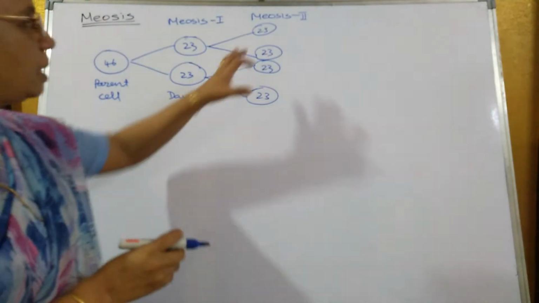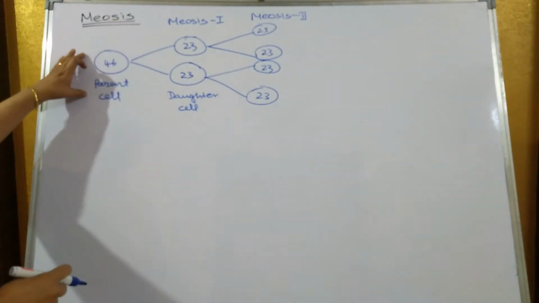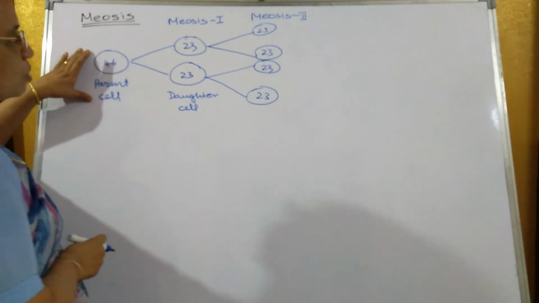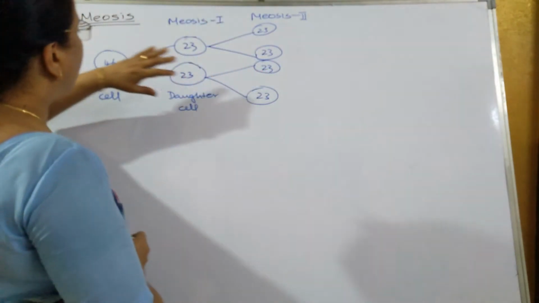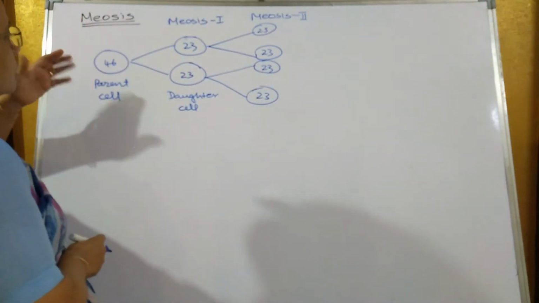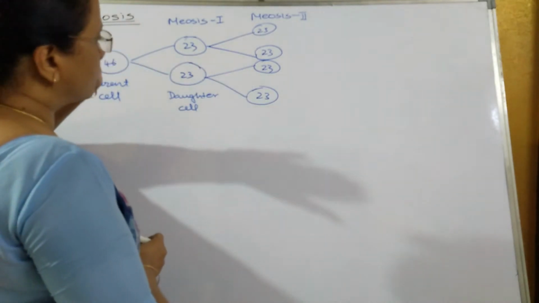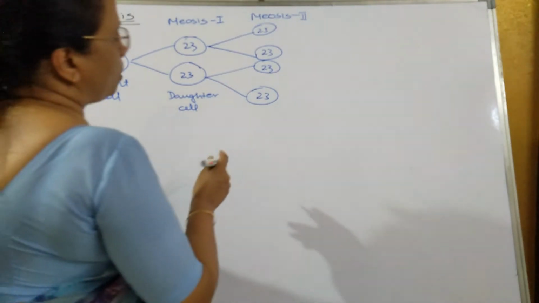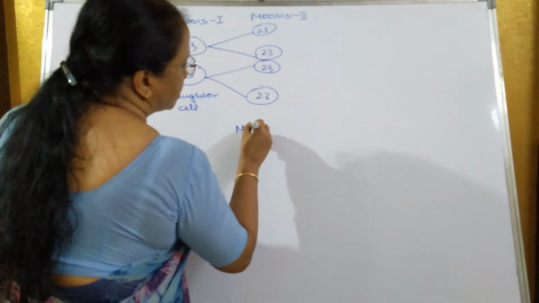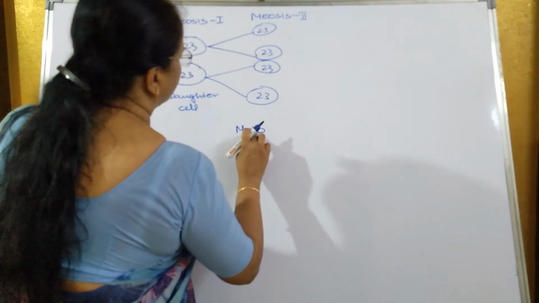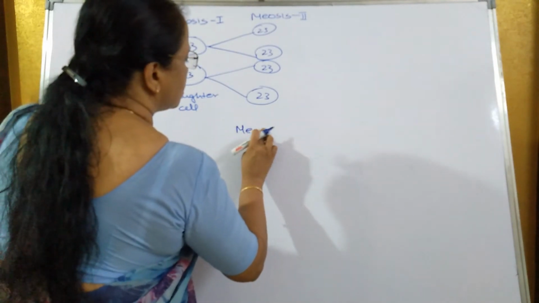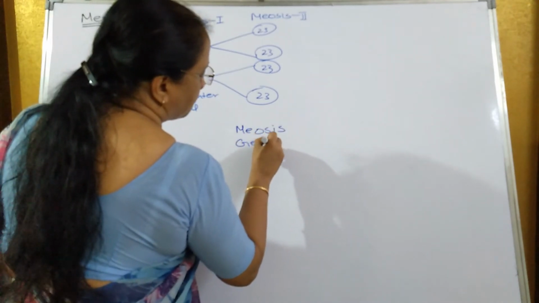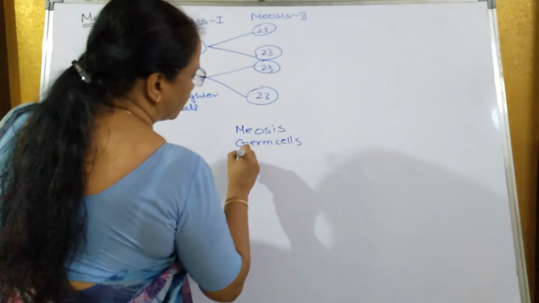And all these four daughter cells look completely different from the parent cell. So in meiosis, the number of chromosomes gets reduced, and all the four daughter cells do not look the same as the parent cell. In mitosis, the number of chromosomes does not get reduced, it remains the same, and they look exactly the same as the parent cell. Now, meiosis, as I have discussed before, takes place in germ cells, that is the reproductive cells.